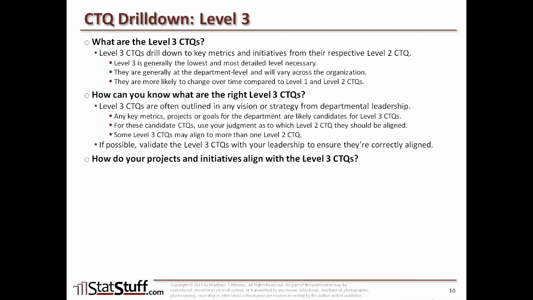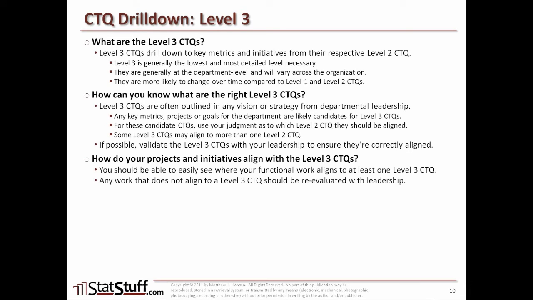So how do your projects and initiatives align with these level 3 CTQs? This is really where the rubber meets the road. You should really be able to see where your functional work aligns to at least one of those level 3 CTQs. So if there's any work that you're doing, any project, initiative, or actions that do not align to a level 3 CTQ, I would challenge you to reevaluate the value of that project or initiative with your leadership, because it may not be as critical as you think. In those cases, it may be necessary to consider eliminating that work altogether or researching it a little more in depth, just in case there's a level 3 CTQ that might be missing.